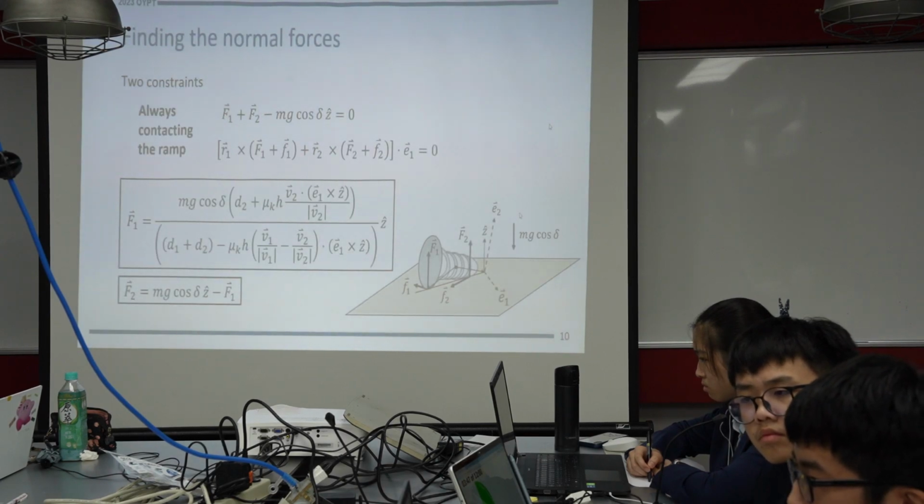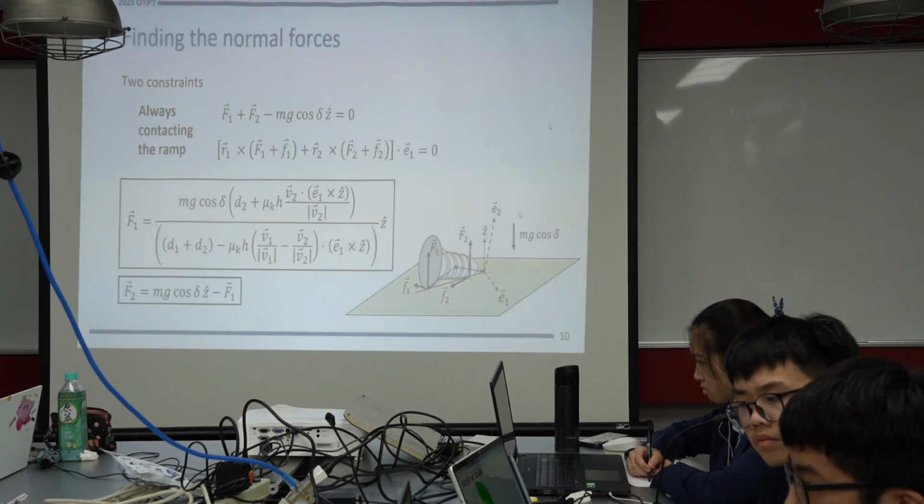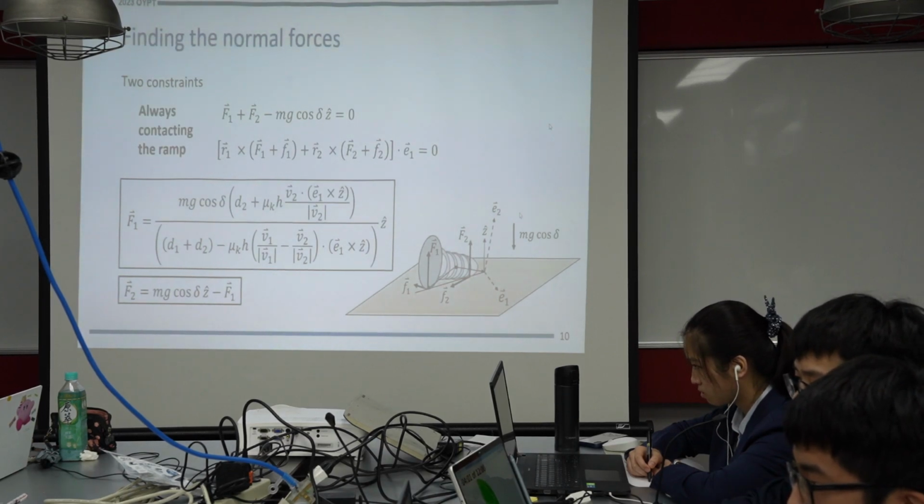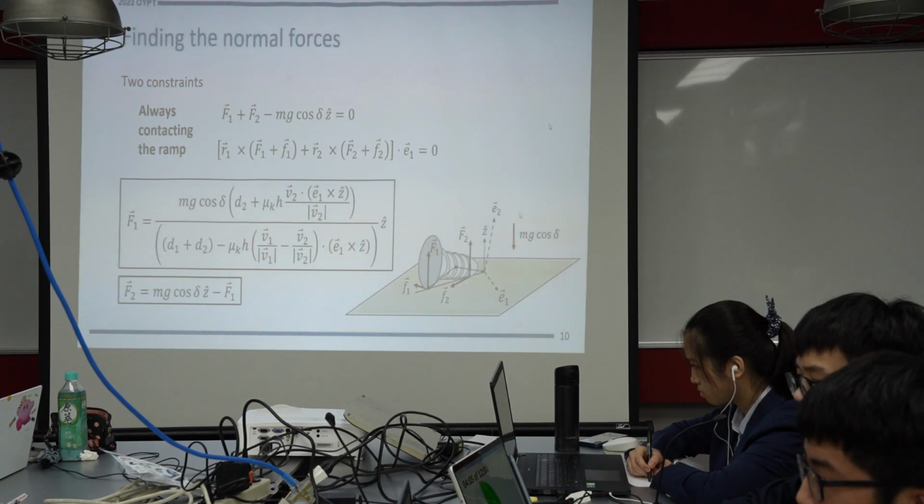Then in order to find the normal force, we have 2 constraints here that restrict the screw to always be in contact with the ramp. By using these 2 constraints, we can get the value of the normal force. Then we can notice that the normal force will not be constant throughout the oscillation, and then the friction will not be constant throughout the oscillation.